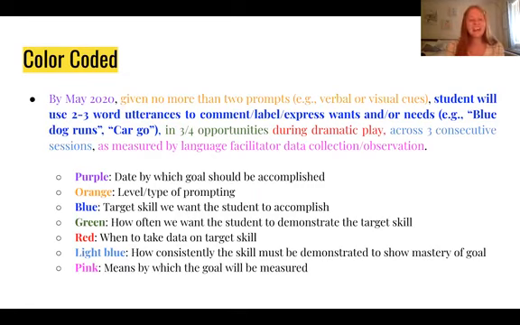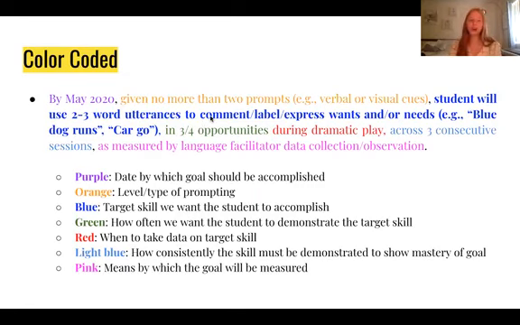Stay tuned. So in blue, this next part of the goal is the target that we want the student to accomplish, okay? So in this case, this is the what. So the student will use 2 to 3 word utterances to comment, label, express wants and or needs. Example, blue dog runs, car go. And so this is a pretty typical goal that you'll see, especially at Rosa Parks, right? So we're just wanting to expand how many words in a sentence they're using, and then we're defining in what setting they are going to use the 2 words.